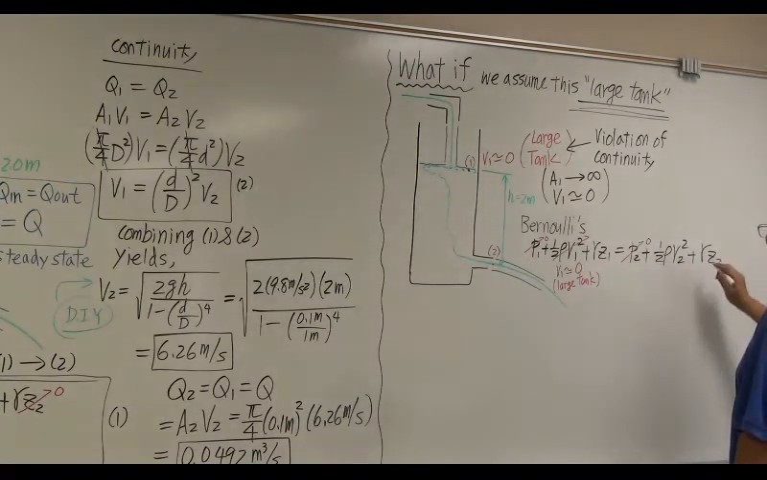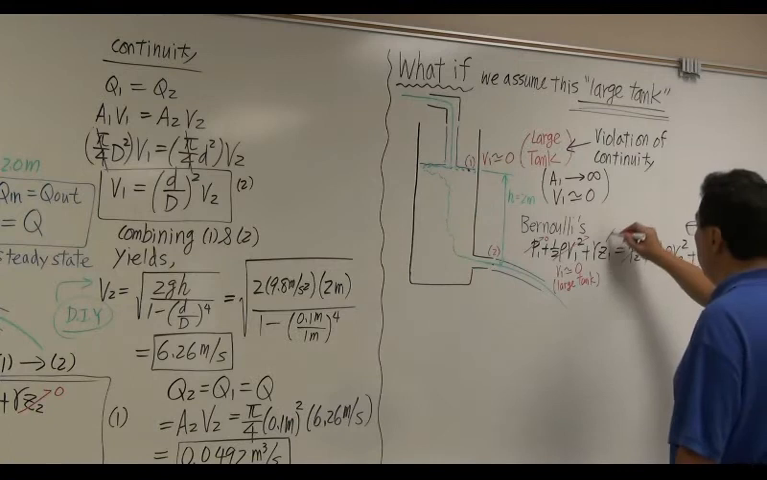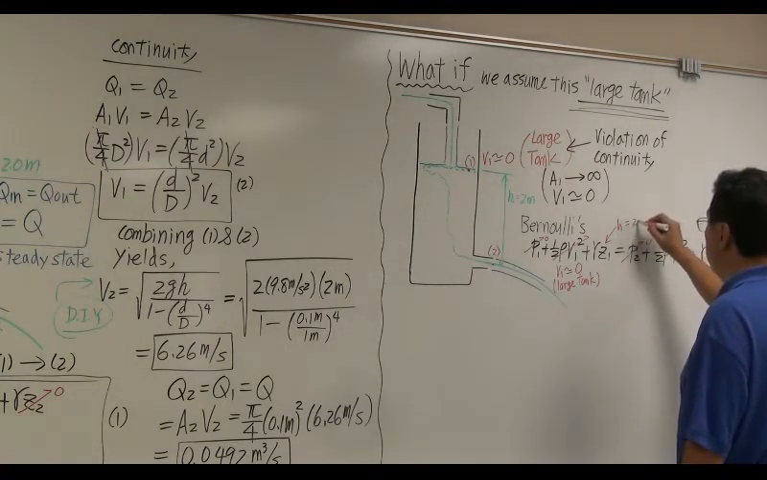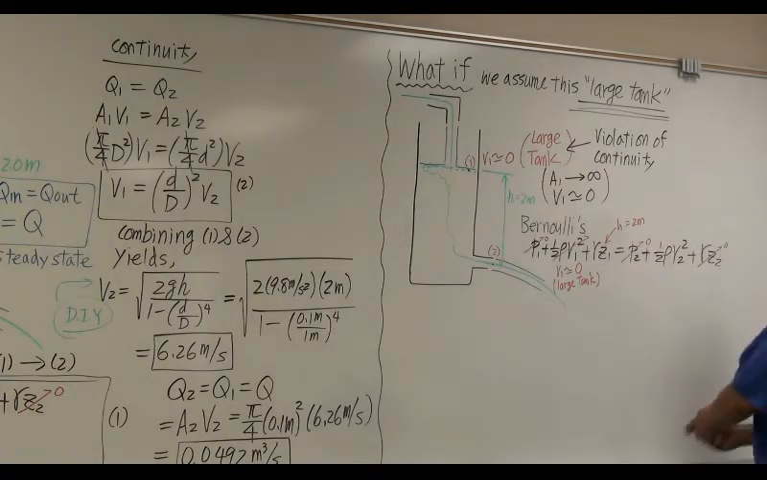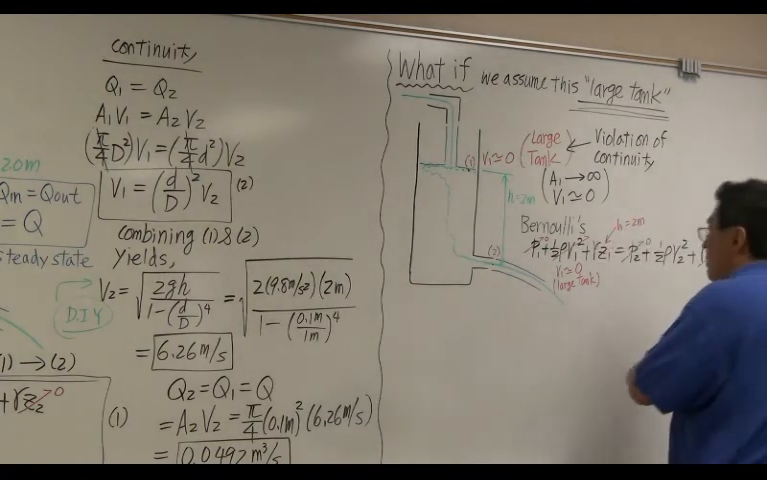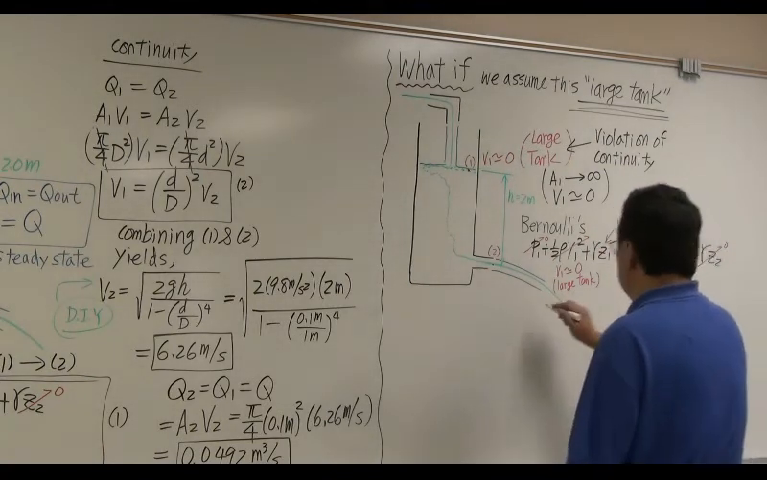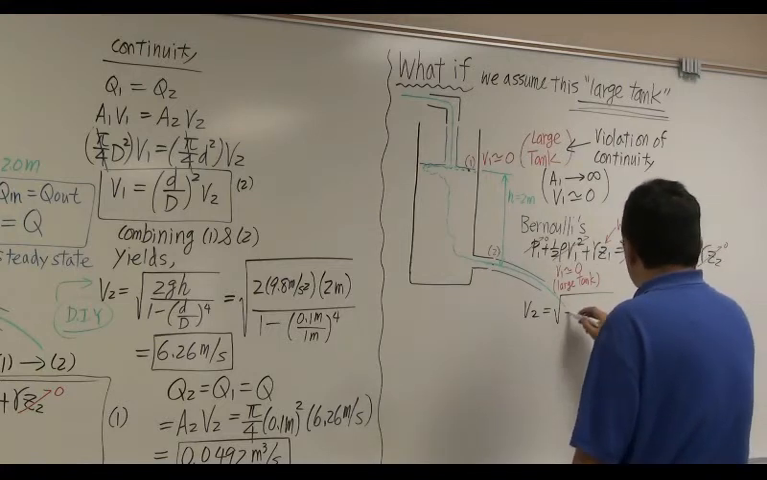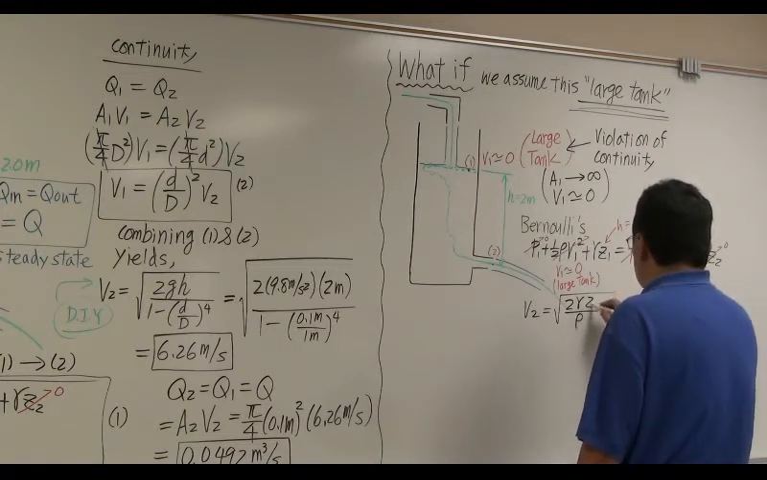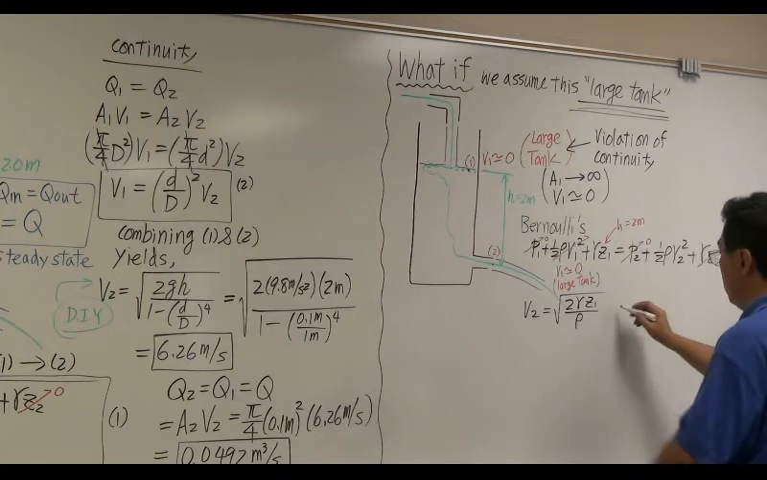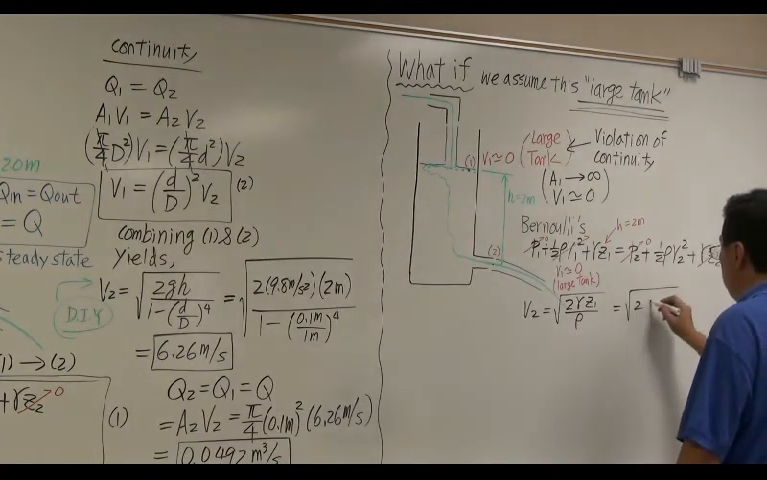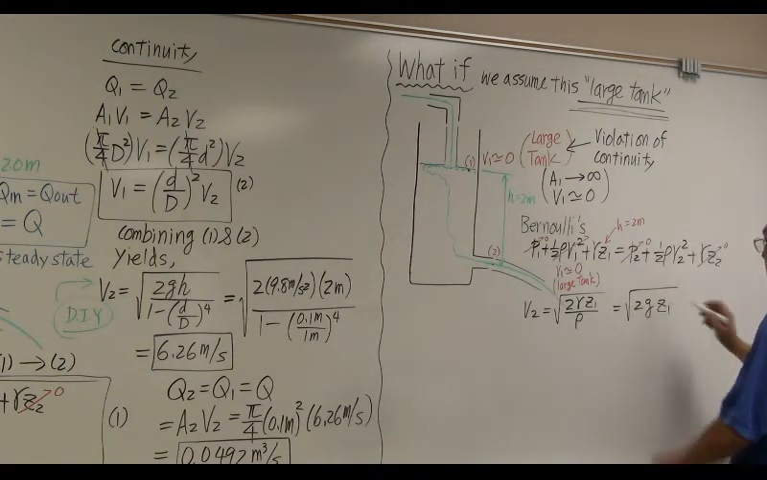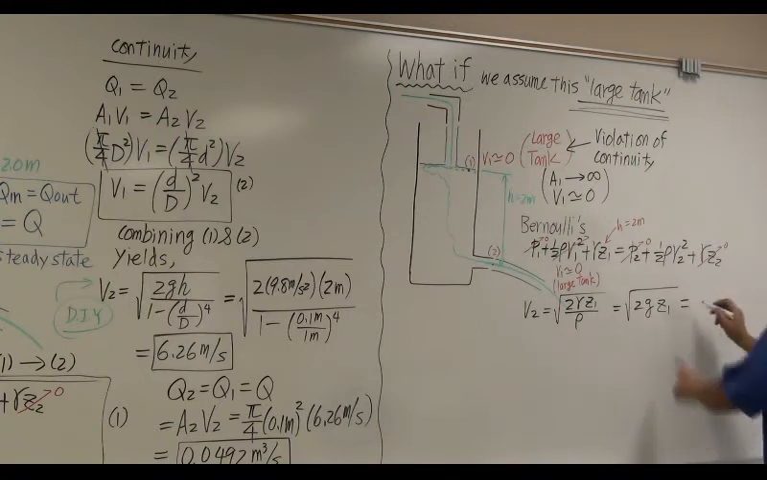B2 is unknown, Z2 is 0, and Z1 is H, which is 2 meters. Okay? So what happens to Bernoulli's equation? You can actually determine B2. What is B2? B2 is equal to the square root of 2 times gamma divided by rho times Z1. Gamma over rho is g, so it is the square root of 2 times g times Z1, and Z1 is H.